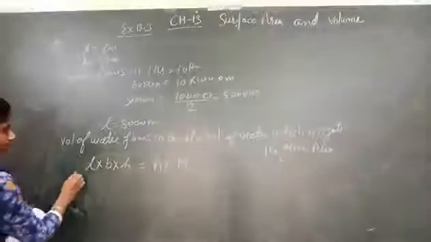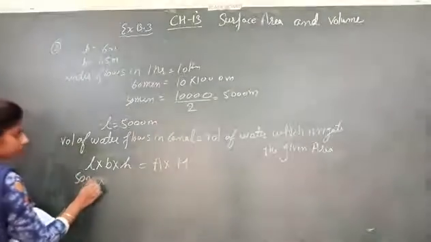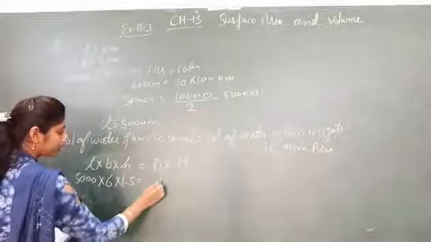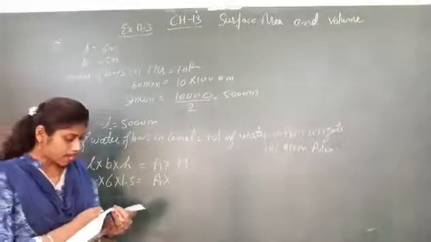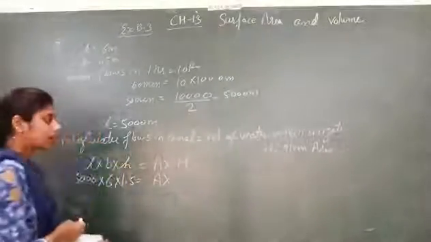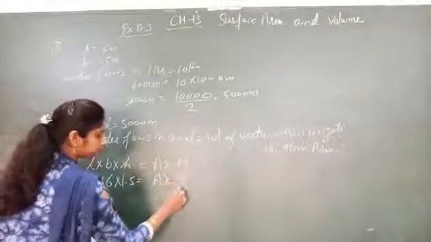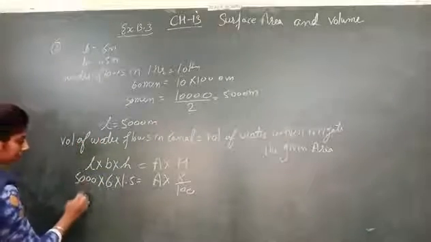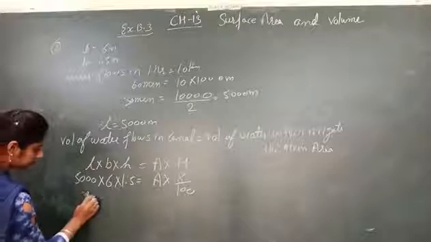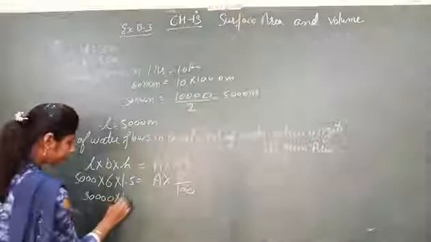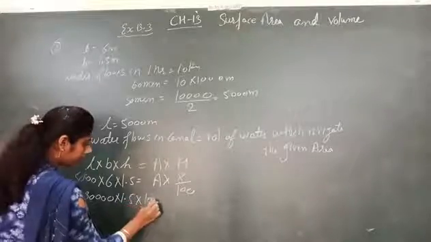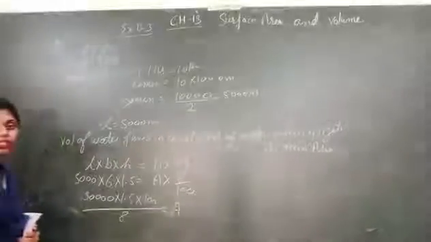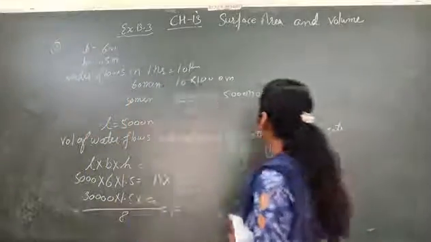Here length is 5000, breadth is 6, height is 1.5. Here area we have to find and the height is given 8 centimeters. Converted into meters by dividing by 100. So simplify it: 5000 into 6 into 1.5 into 100 upon 8. So simplify it, we get the area. Clear?